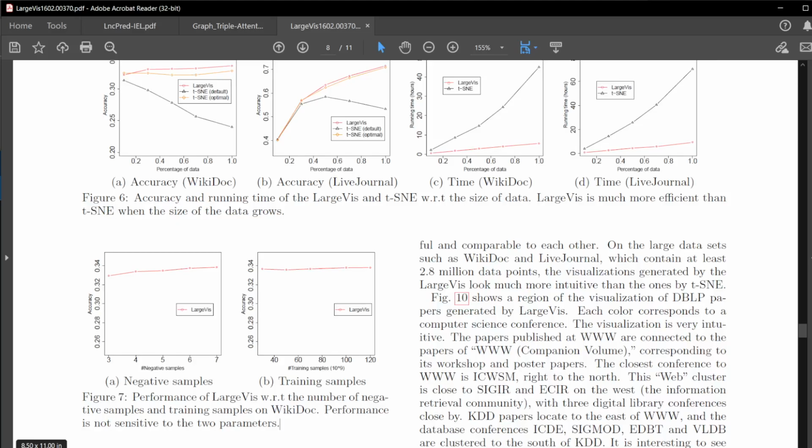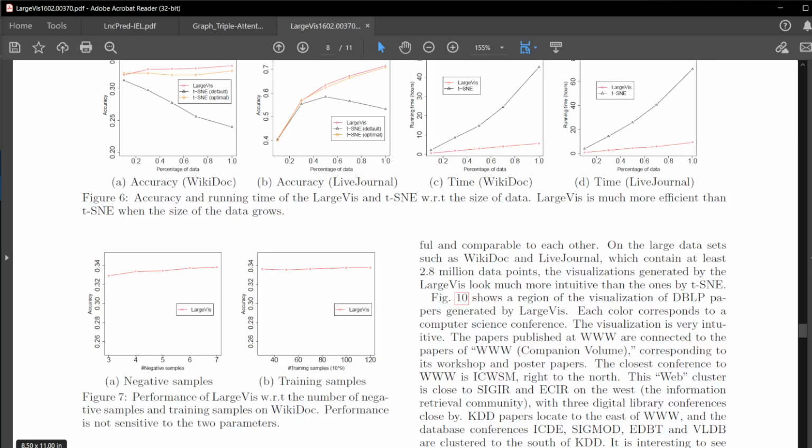This web cluster is close to SIGIR, on the west, the information retrieval community, with three digital library conferences close by. KDD papers are located to the east of WWW, and the database conferences ICDE, SIGMOD, EDBT and VLDB are clustered to the south of KDD. It is interesting to see that the papers published at CIKM are split into three different parts, one between SIGIR and WWW, and two between KDD and ICDE, respectively. This clearly reflects the three different tracks of the CIKM conference: information retrieval, knowledge management, and databases.